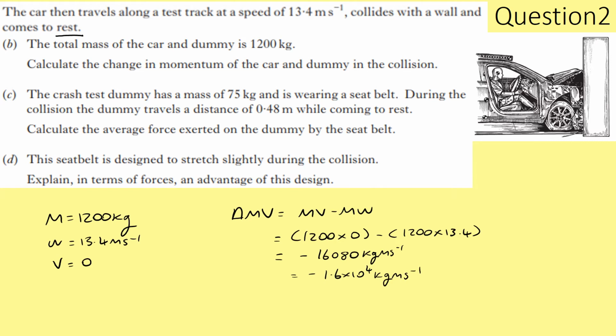Now, the most common mistake made here is mixing up your v's and your u's. If you mix up your v's and your u's, then you're going to end up with a positive value for the change of momentum. But that would suggest that the speed of the car has increased, but it hasn't. The speed of the car has decreased, so we expect the change of momentum to be negative.